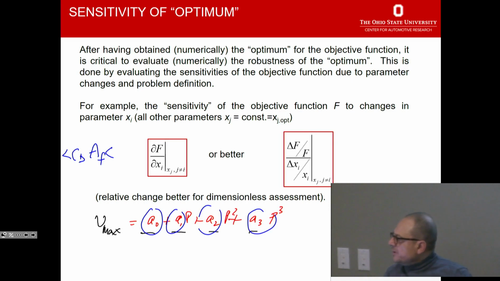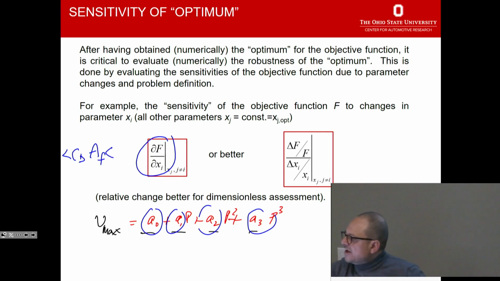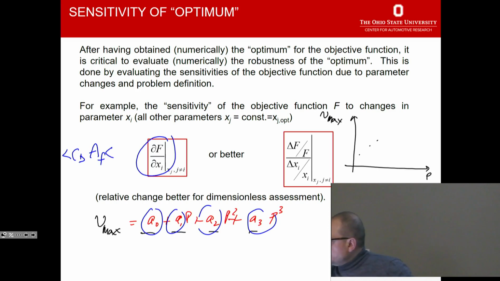Now I'm going to have to evaluate the sensitivity. I am going to have to understand, if I don't have a single curve of Vmax versus power, but a range of Vmax versus power. So let me sketch what this might look like. I have Vmax as a function of engine power, right? And I had some data points that look something like this, okay?